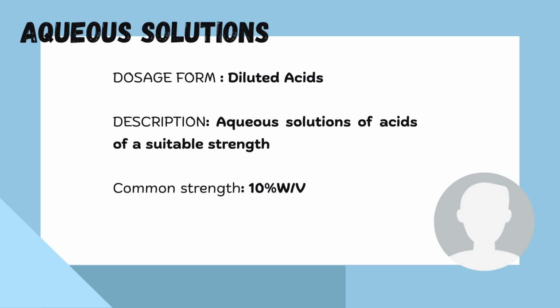So common examples, let's say diluted hydrochloric acid NF, concentration 10% weight over volume, used as an acidifying agent and gastric stimulant. Next, diluted acetic acid NF, concentration 10% weight over volume, used as a mild antiseptic or germicide. And then the third one, diluted nitric acid NF, concentration 10% weight over volume, occasionally used for pharmaceutical preparation.